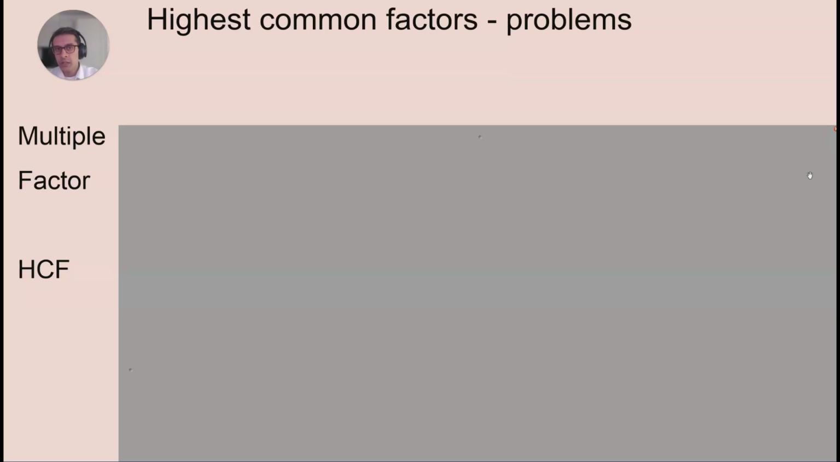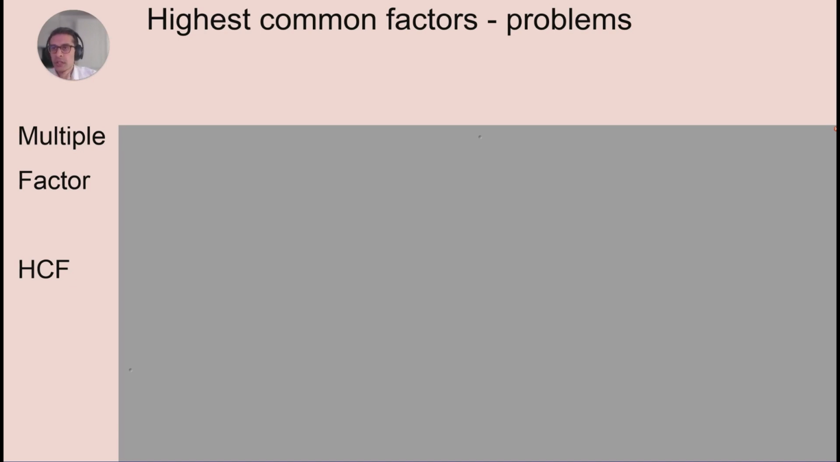Okay, we're going to be looking at highest common factor problems in this video. You should have watched the videos on finding the highest common factor of two or more numbers before you watch this. If you haven't, or if you're not sure how to find highest common factor, this video is not going to be very helpful because it's more problem solving type questions.